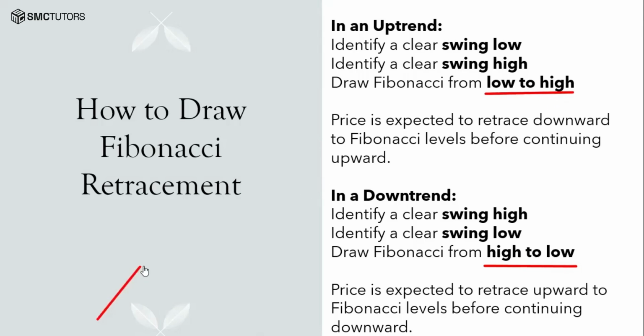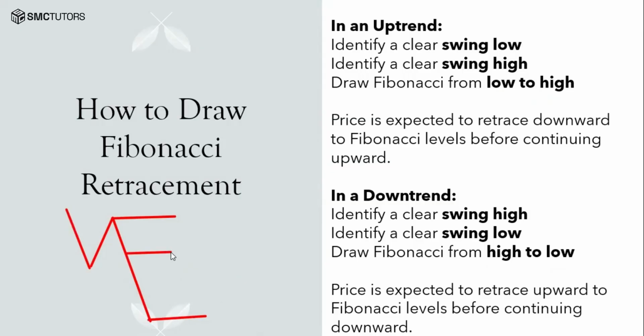An uptrend is when the market is moving in a bullish market structure, and you draw the Fibonacci from the low to the high. It's going to plot the lines here for you. Then for a bearish market where price is going down, you draw the Fibonacci from the high to the low. It's going to plot the levels here for you to use as your pullback targets to continue in your bearish direction. Price is expected to retrace upward to the Fibonacci level to continue downward. That's for a bearish market movement.